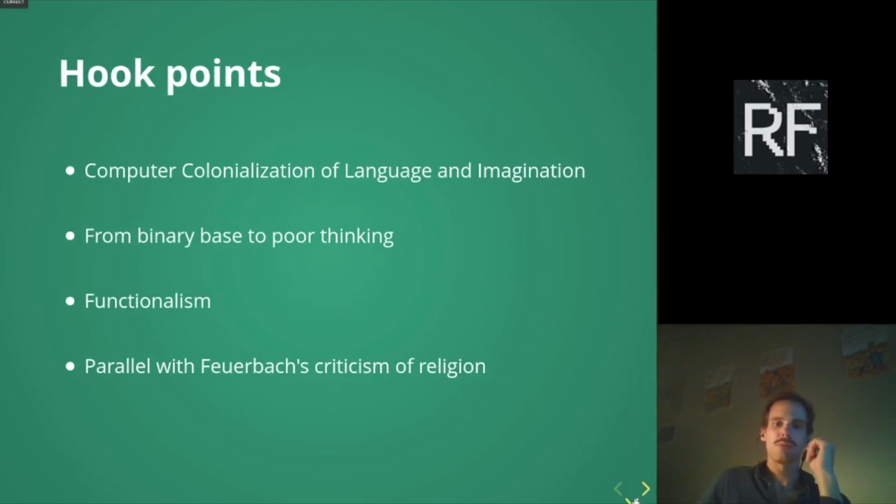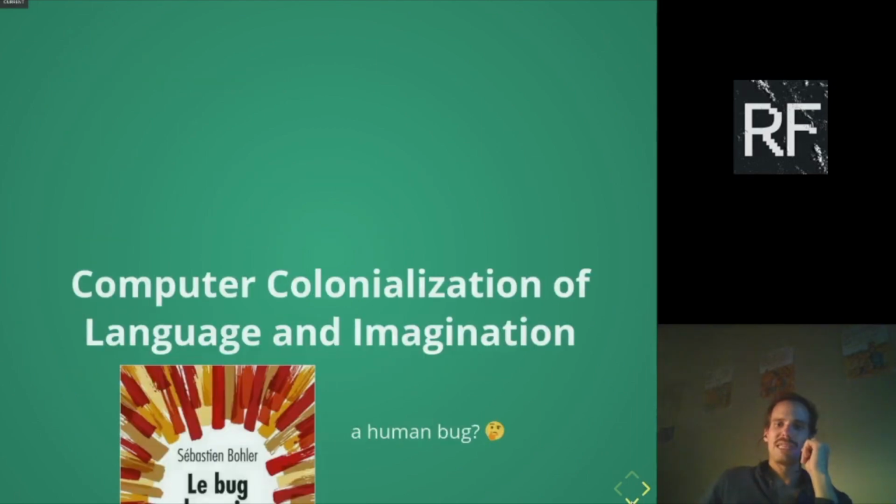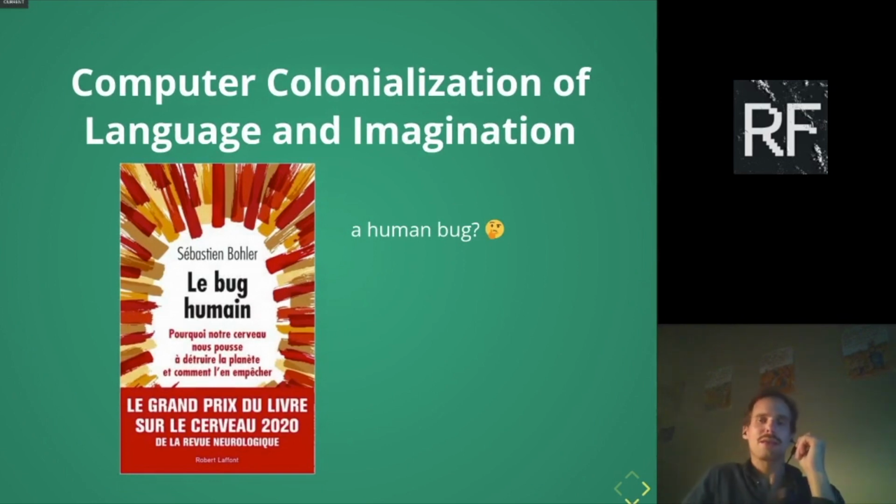So, 4 topics, there could be many others, but let's begin with a first point that may seem superficial at first sight. We use computer language, expressions, and images to describe entities that are completely foreign to this field. Here we're speaking about the brain, the ecocide, capitalist ecocide, and the answer to it should be a human bug. There should be something in our heads that prevents us from thinking about our living environment.